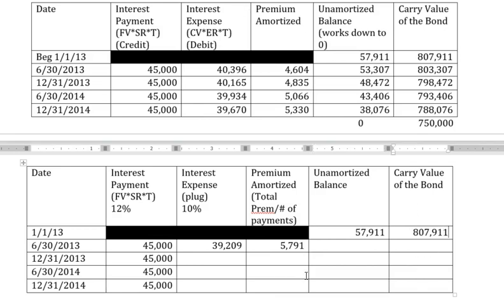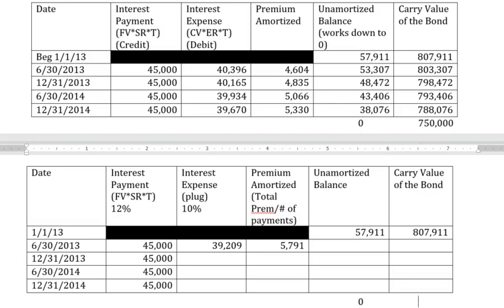Unamortized balance would be, again, this is working its way to 0. So if we were to go down here below the chart altogether, we know that this one eventually has to be 0, and just like before, this needs to be 750. Okay? So how do we get to 0?